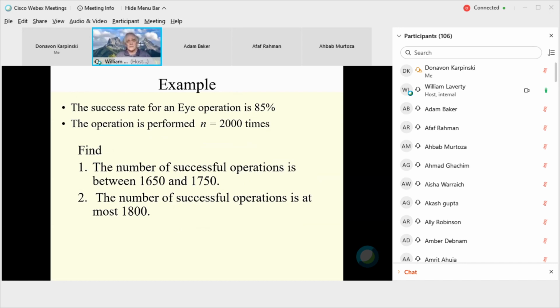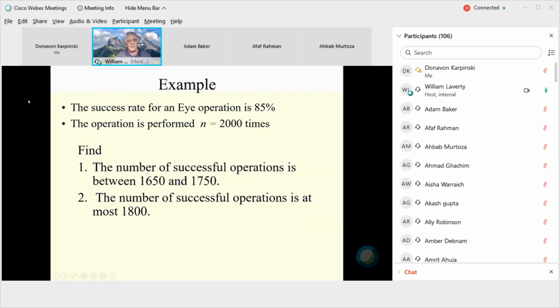Example: suppose the success rate for an eye operation is 85%. Suppose the operation is performed 2,000 times, and we'll let X be the number of successful operations. The number of successful operations should be approximately n times p. p is 0.85, n is 2000, so n times p would be 1700.